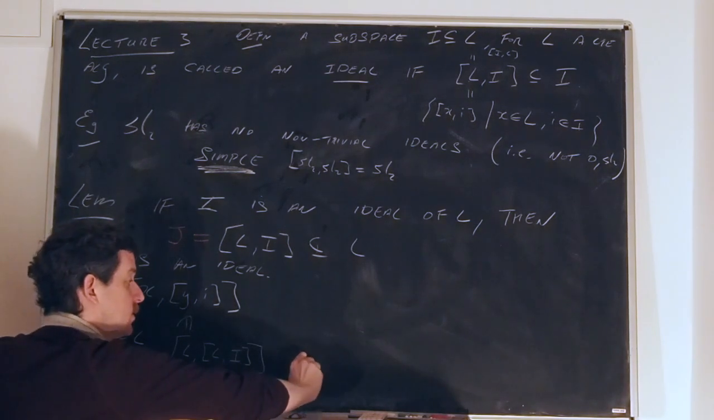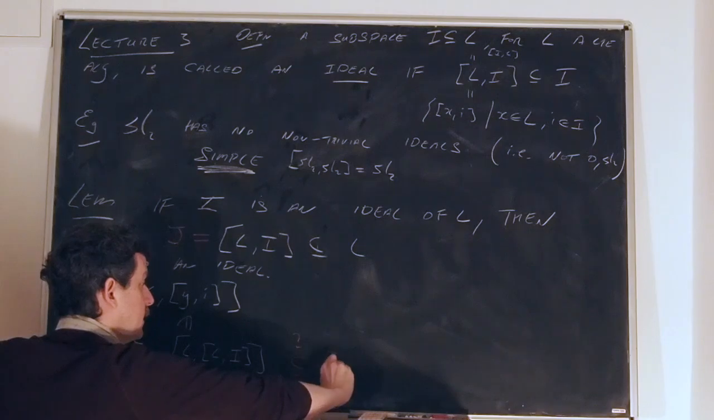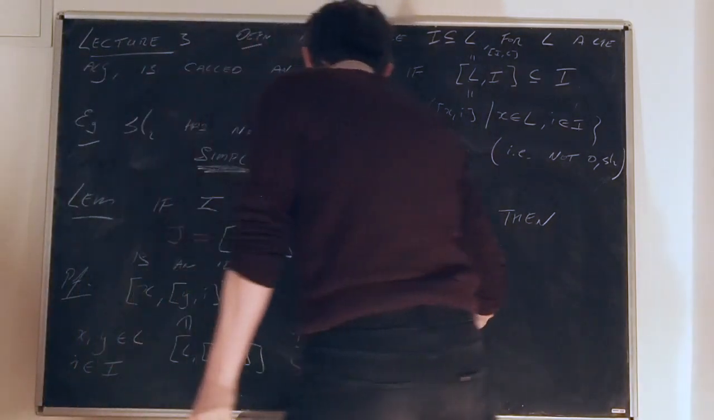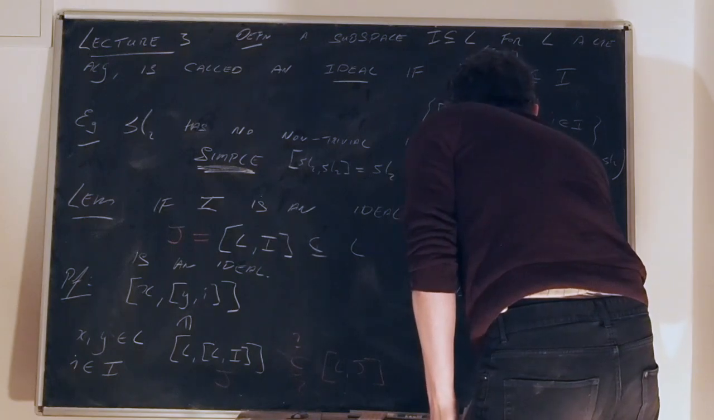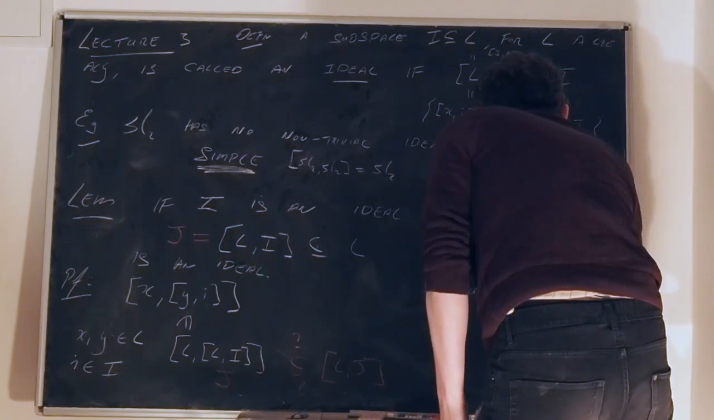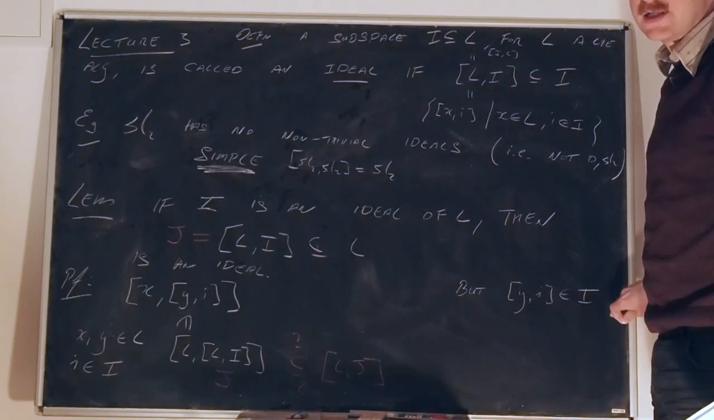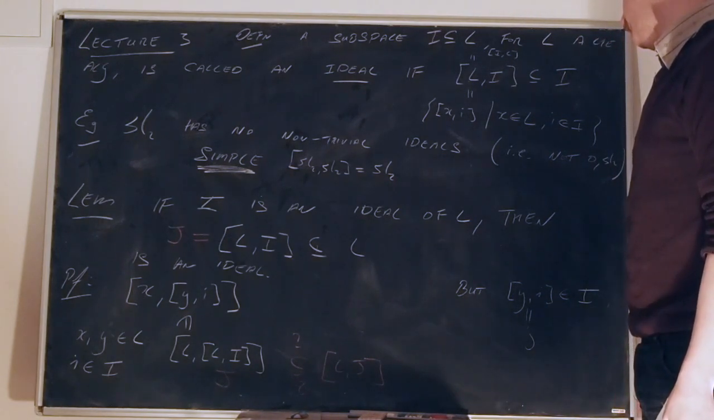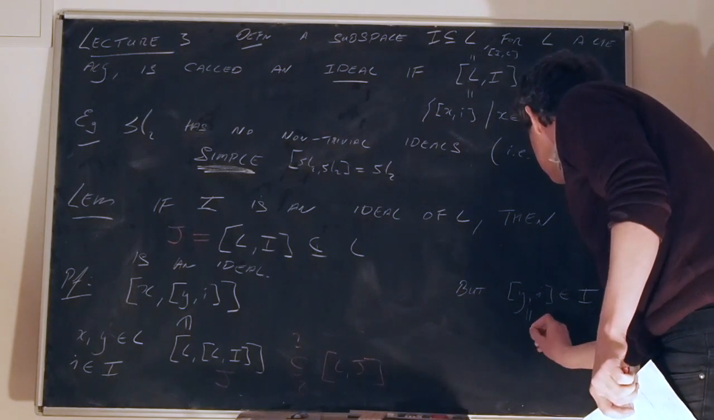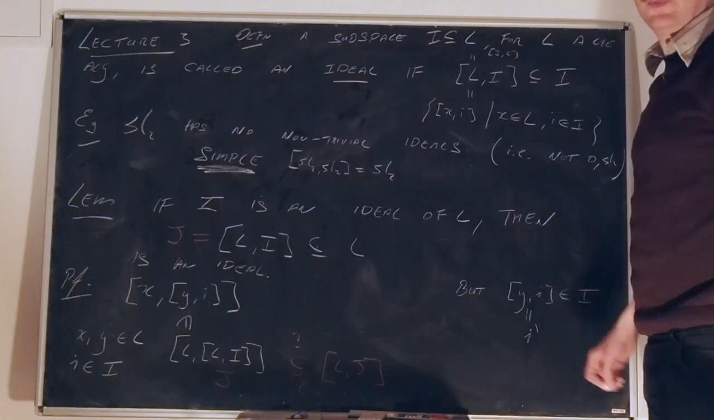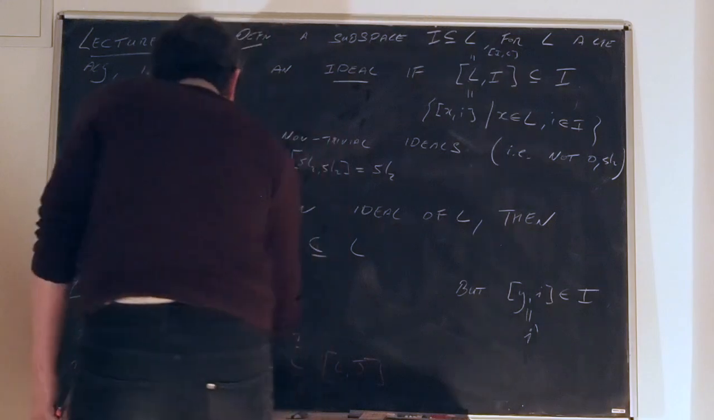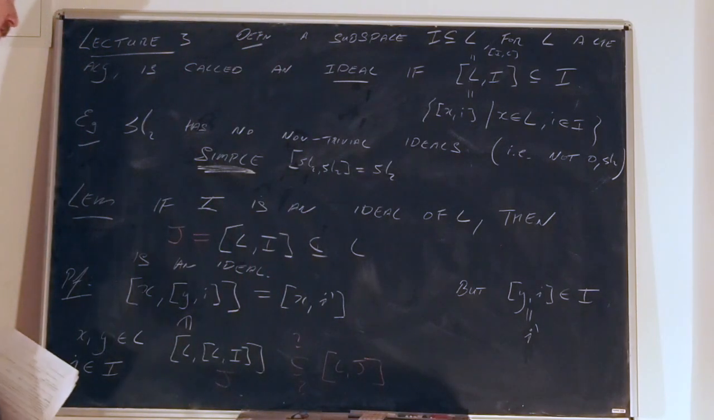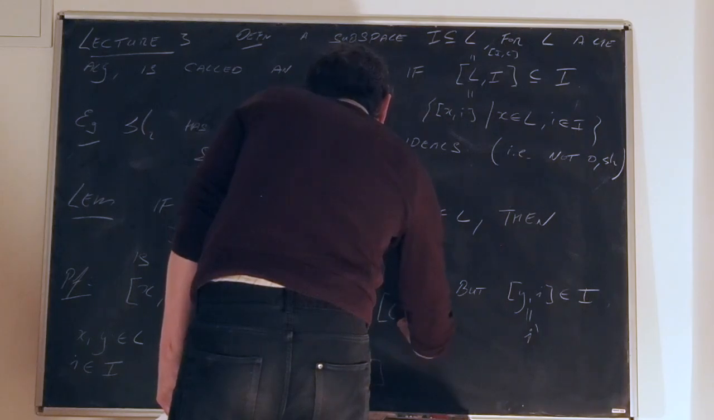This is J. We want to show that this is contained in L and J. But we know that this guy is contained in I, because I is an ideal. So it's equal, if we denote this with small, that's denoted by I prime, okay? Then this thing here is equal to X I prime, which is clearly contained inside L I.